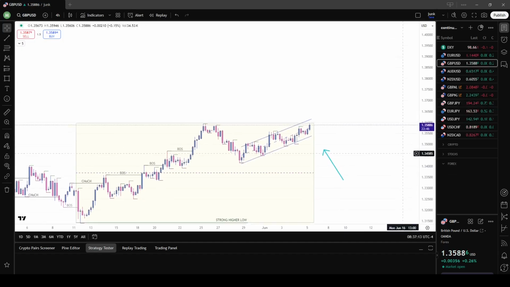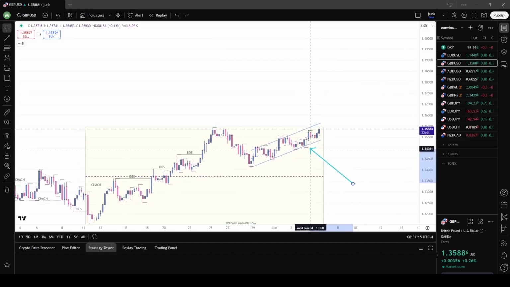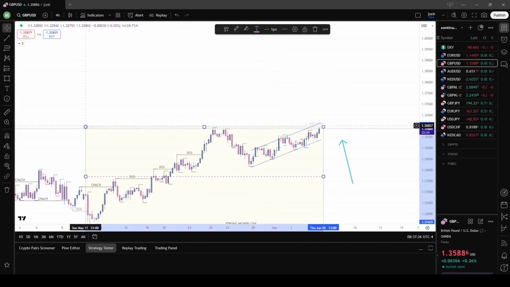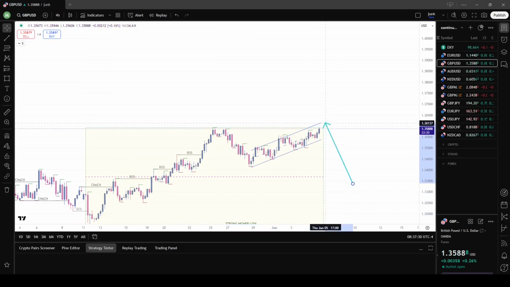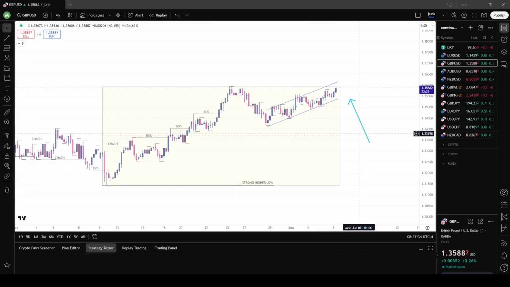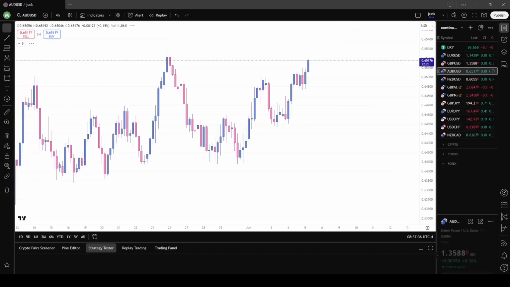Still in this ascending channel, but unless there's any type of fundamental news that sends this price back down, then I'll be looking for any type of price action that pushes past the current range. Let's see, any type of retracement back down, taking the opportunity to buy, and continue prices pushing higher. AUD USD.